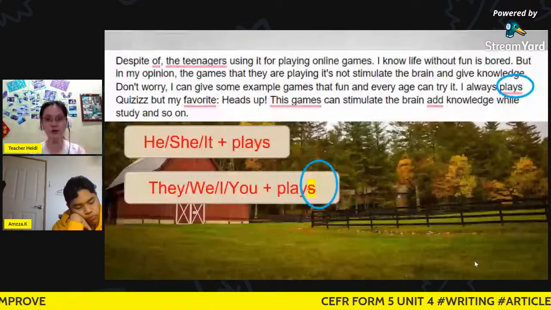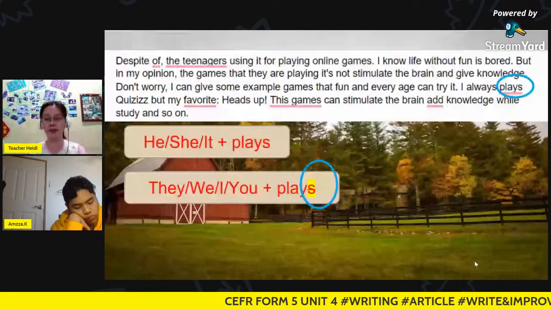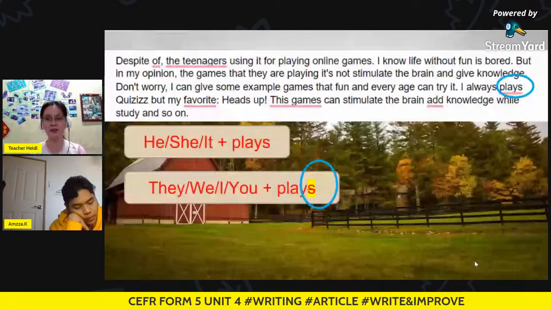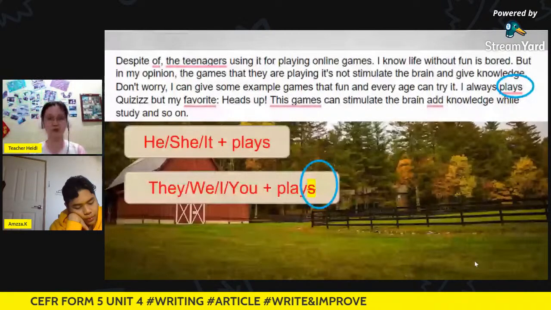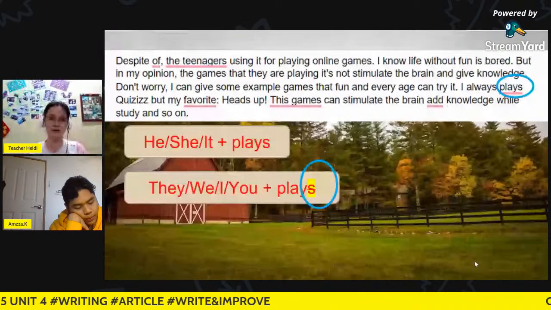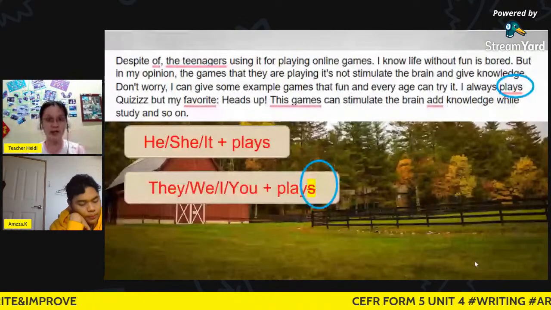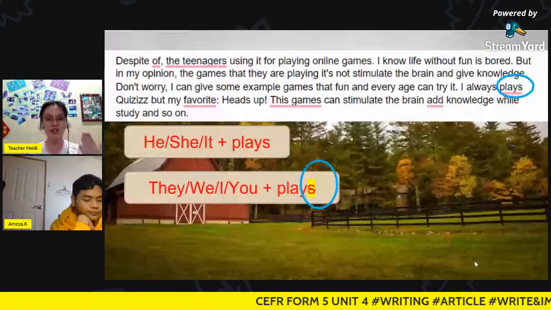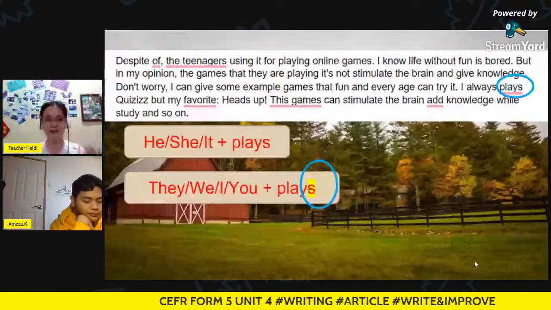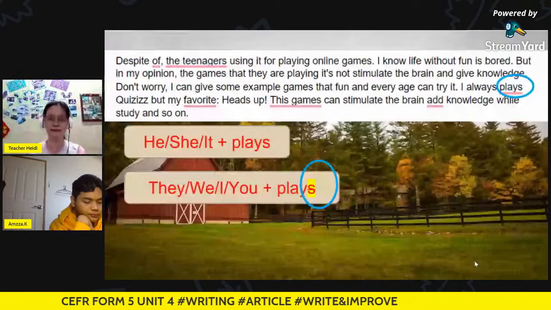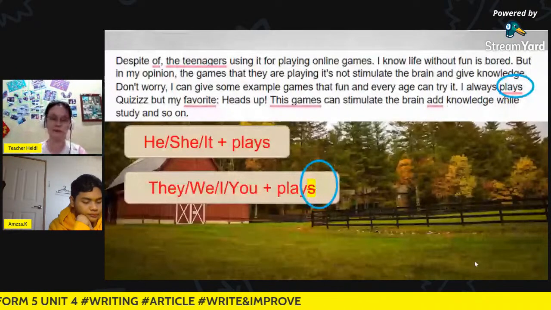If you don't control this one, you're supposed to get great ideas, everything supposed to score a 5, most probably you will get a 4. If there are too many glaring mistakes like that, you will go down to 3. Okay, so I, only he, she, it, add S. They, we, you, no S. That's why this one I always place no.